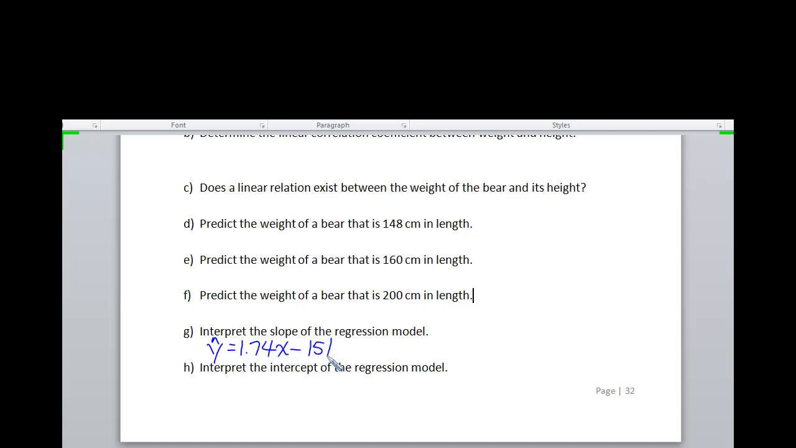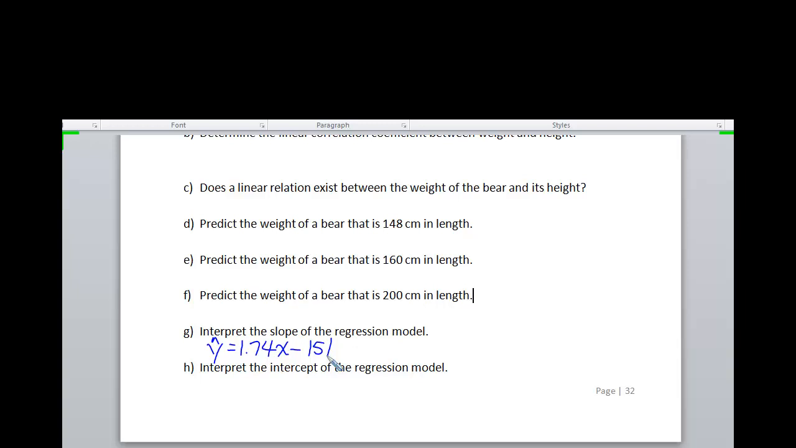Okay. So for the slope in algebra, basically the way that we interpret that is that each time x increases by 1, the slope lets us know how much y is going to increase by. So in this case, what we would say to interpret the slope is for each additional centimeter of length, the weight increases by 1.74 kilograms. Okay? So that's how I would interpret the slope. For each additional centimeter of length, the weight increases by 1.74 kilograms.